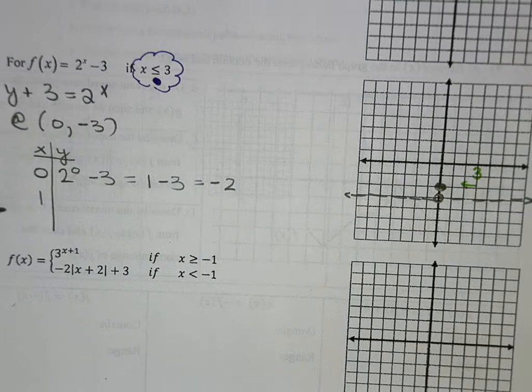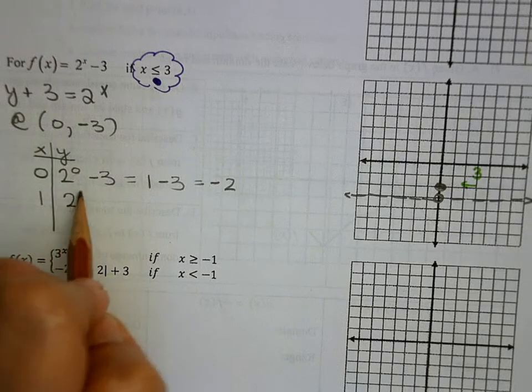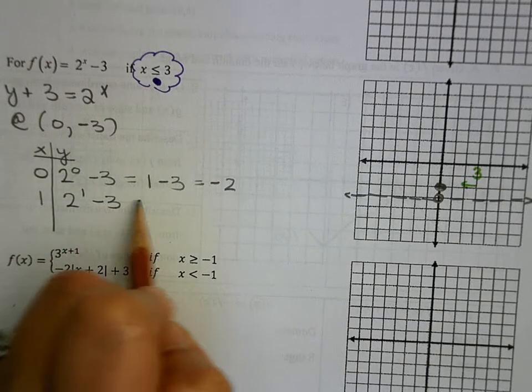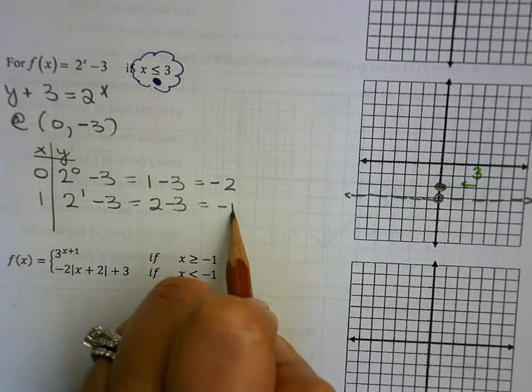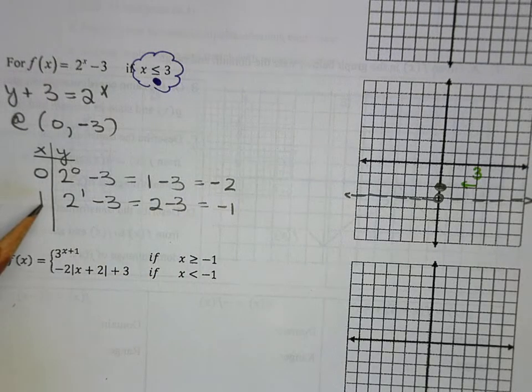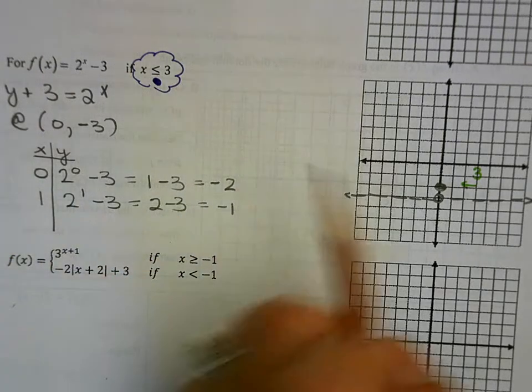Then I want to do the same thing again, and evaluate the function at x equals 1. So it would be 2 to the first, and then -3. That would be 2 minus 3, which is -1. So the ordered pair I'm graphing is when x is 1, y is -1.